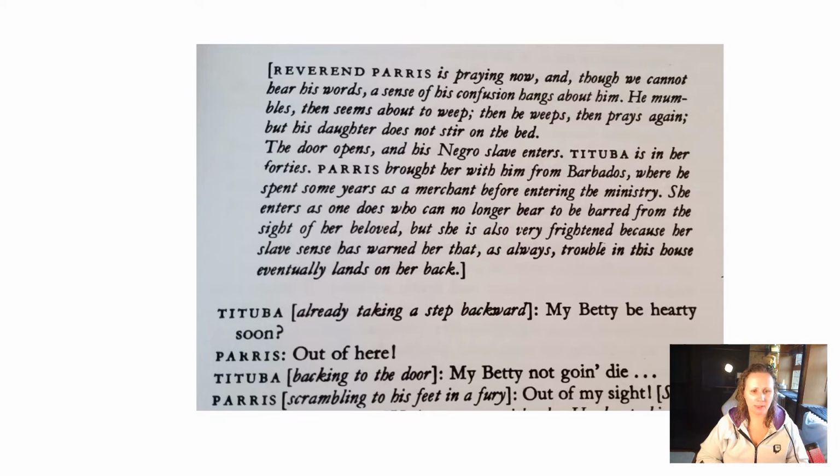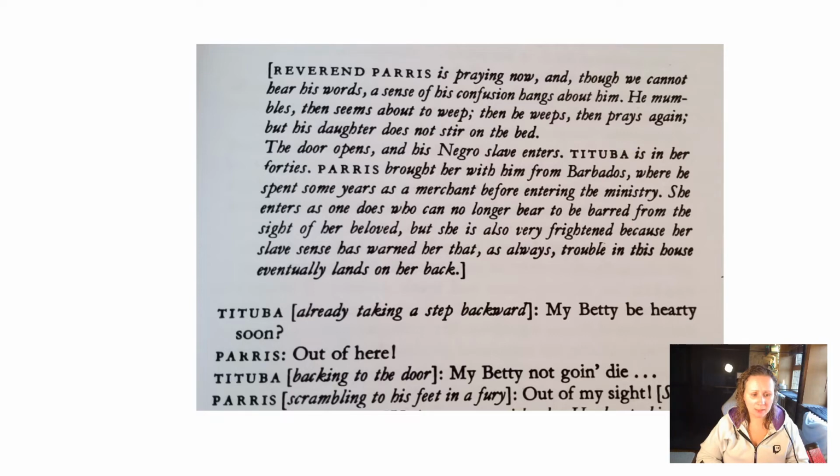The door opens and his negro slave enters. Tituba is in her forties. Paris brought her with him from Barbados, where he spent some years as a merchant before entering the ministry. She enters as one does who can no longer bear to be barred from the sight of her beloved, but she is also very frightened because her slave sense has warned her that, as always, trouble in this house eventually lands on her back.